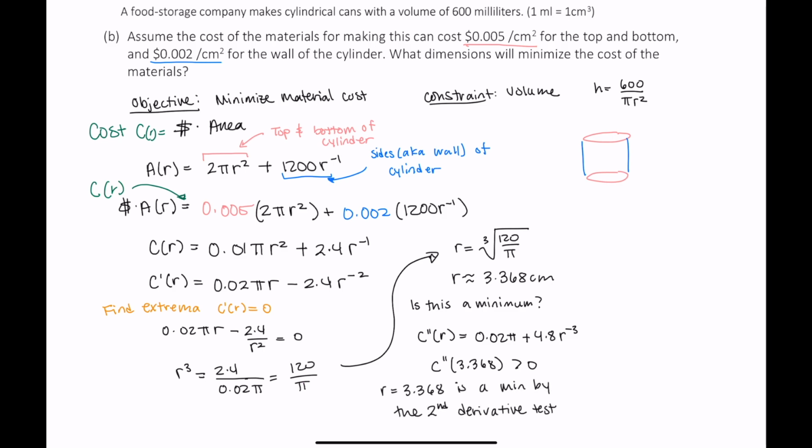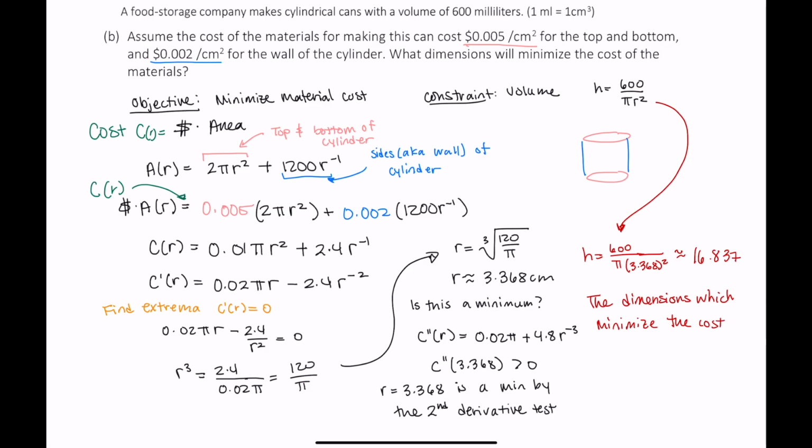Okay, so all that's left to do is find the dimensions now. So let me do this here since I have some space. h is equal to 600 over pi times 3.368 squared. Use your calculator to figure out what this is. You end up with about 16.837.